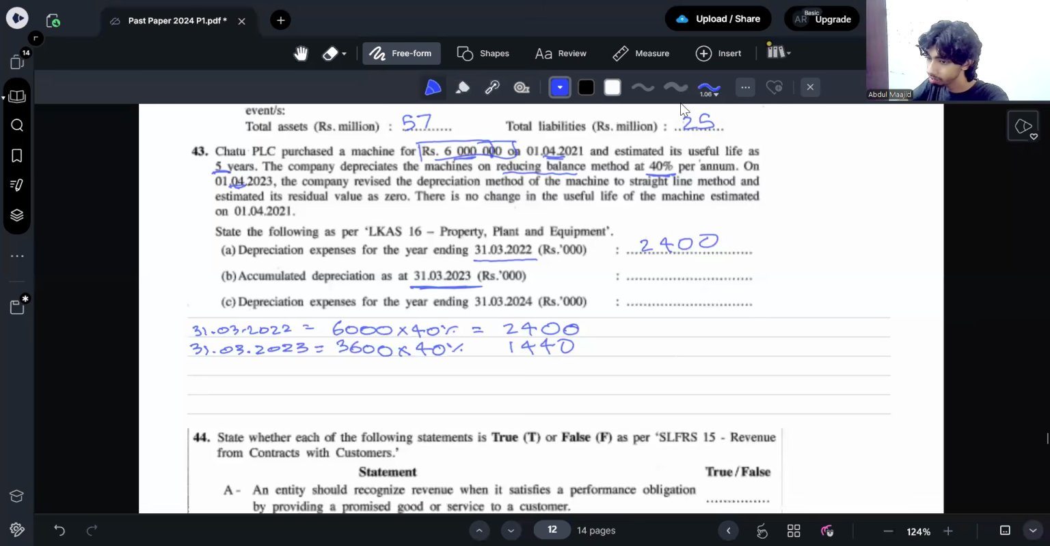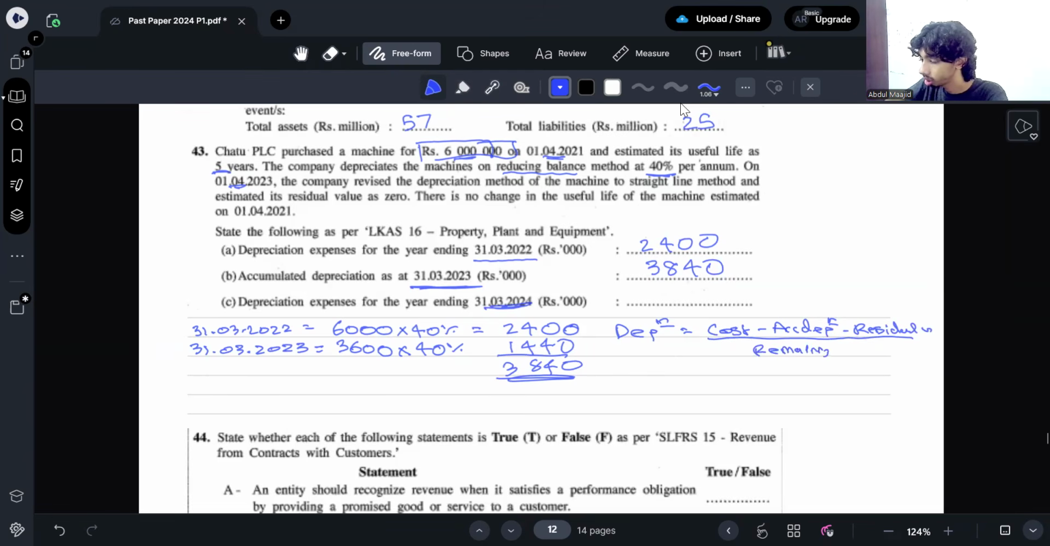Depreciation expense for the year ended 31st March 2023 is 2,400,000. Accumulated depreciation as at 31st March 2023 is the total of these two. That is 3,840,000. And then to find the depreciation expense for 31st March 2024, now in this year only that change is happening. From the reducing balance method, they are changing to straight line method. If there is a change that is happening, you should use this formula. Depreciation equals cost minus accumulated depreciation minus residual value divided by remaining useful life.